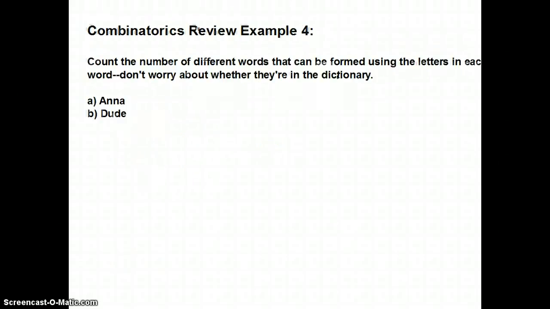Let's see if I have another example. Okay, so how many different ways can we arrange the word Anna? So there's 4 different slots, and we can pick the first slot in 4 different ways. We can pick the second in 3, the third in 2, and the last in just 1 way.